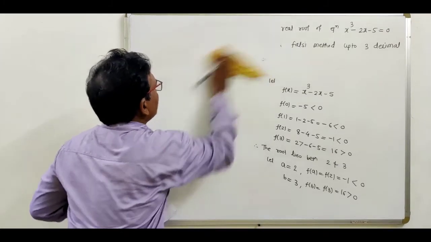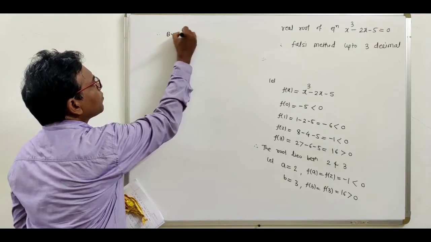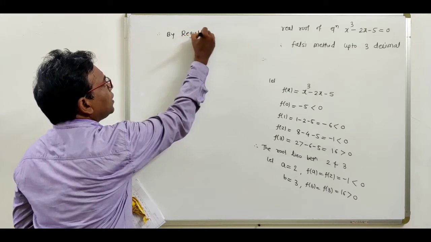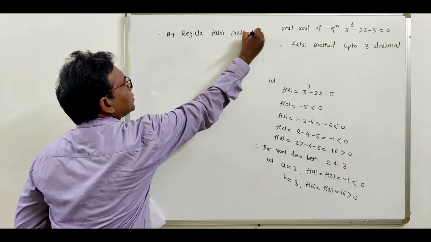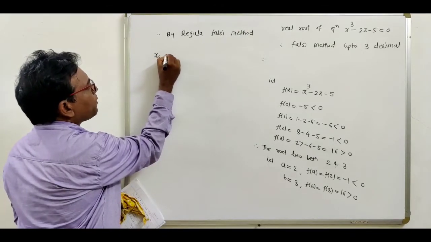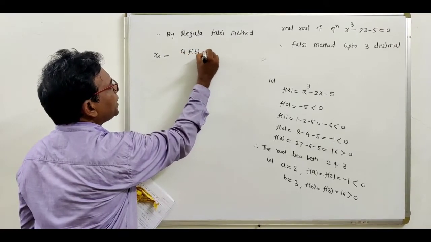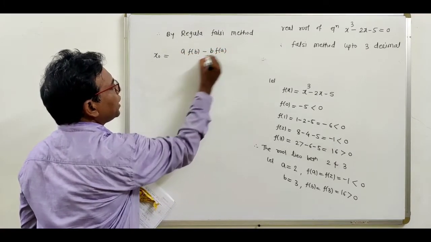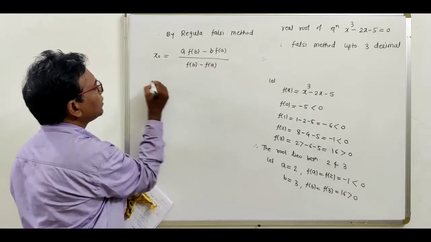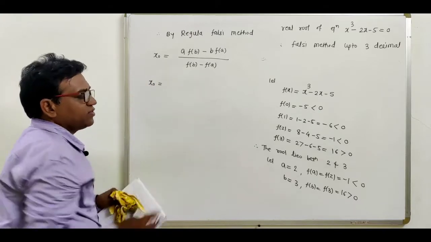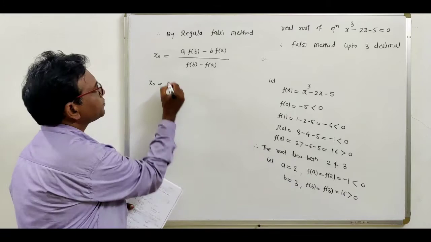So write down this formula. Therefore, by the regular Falsi method, this is the first approximate root x0 and this is the formula: a into fb minus b into fa divided by fb minus fa. So just put the values. X0 is equal to, what is a? A, that is our 2.